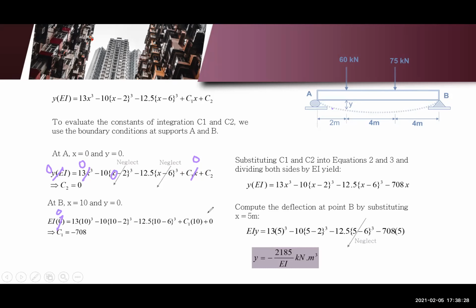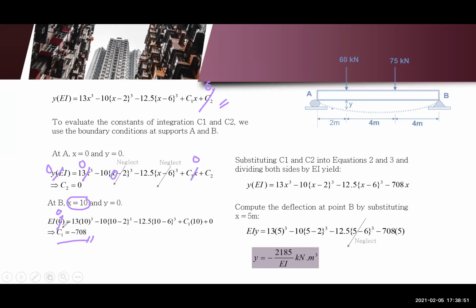So we have, sorry, not 0. Tama, y is equal to 0. Then substitute nyo lang yung value ng x as 10 dito sa equation na to. Ito 0 na to, no? So substituting the value of 10, wala namang negative yung nasa loob ng bracket, so lahat sila consider. The value of your C1 will be negative 708.